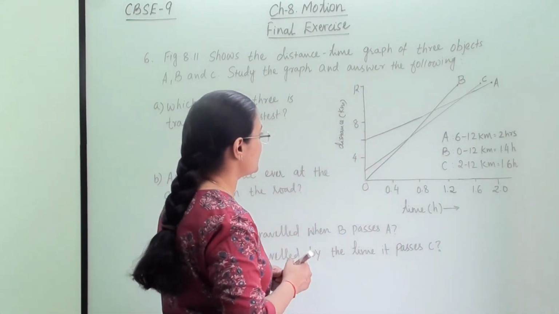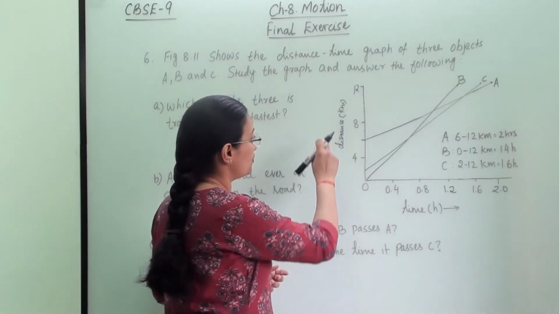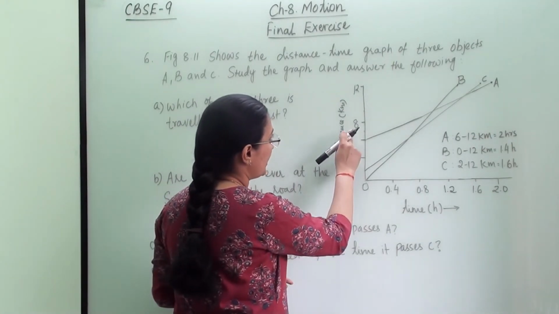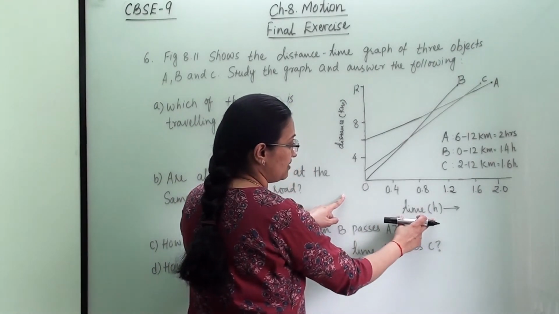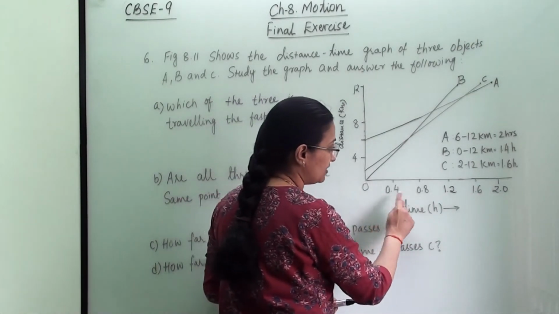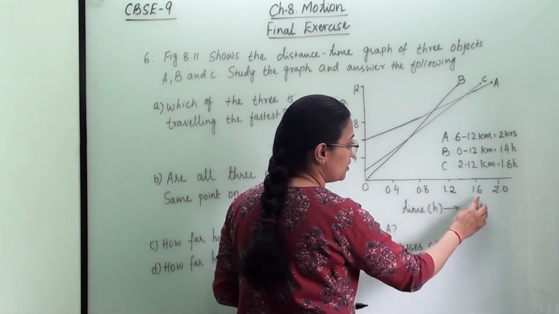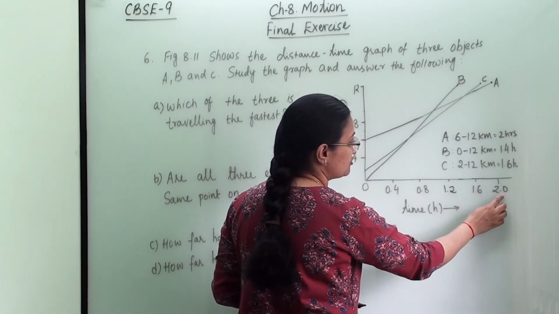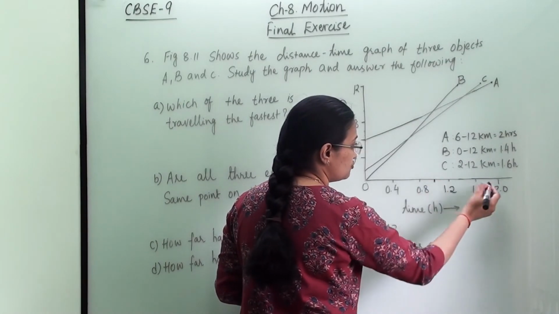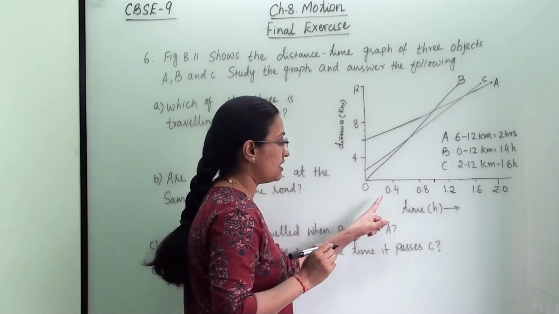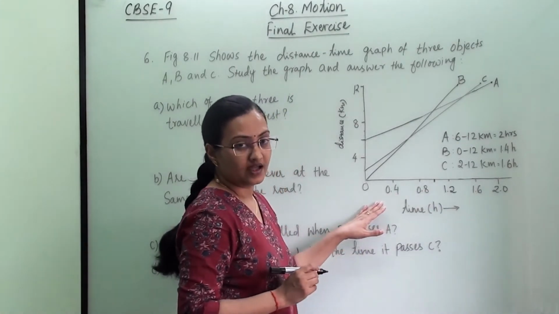Here the y-axis is showing the distance: 4, 8 and 12 kilometer, and the x-axis is showing the time. So here 0.4 hour, 0.8 hour, 1.2 hour, 1.6 hour and 2 hour. So 1 hour is in between here and 2 hour is here. So that is how they have shown the time on the x-axis.